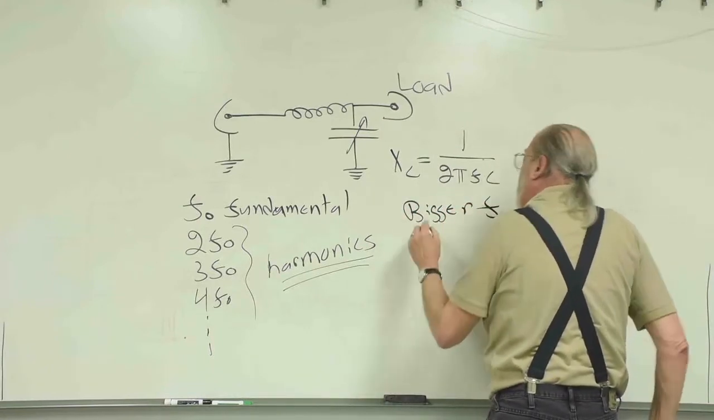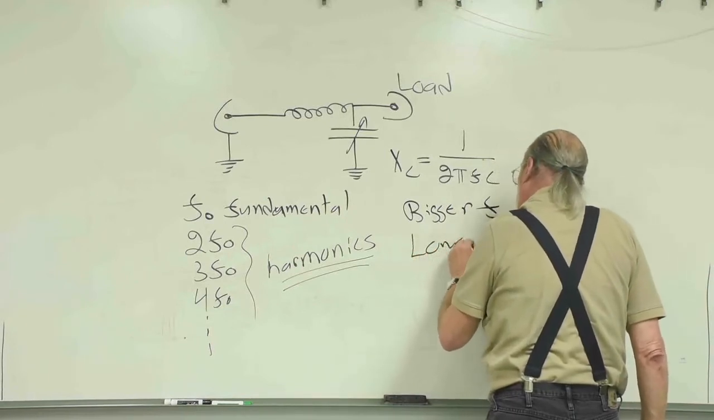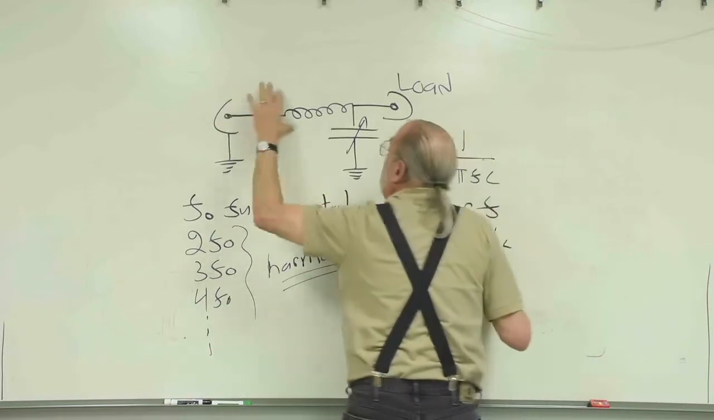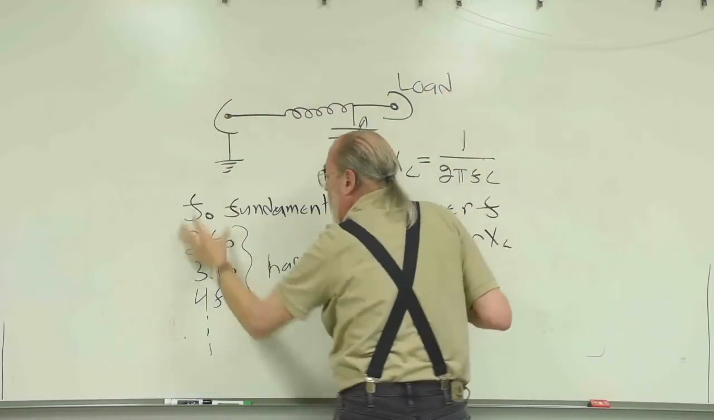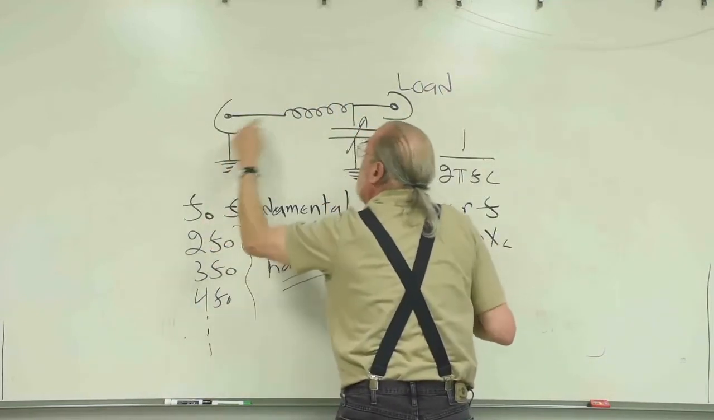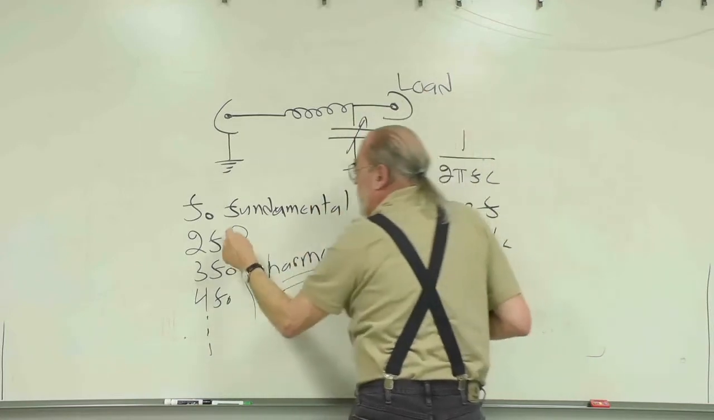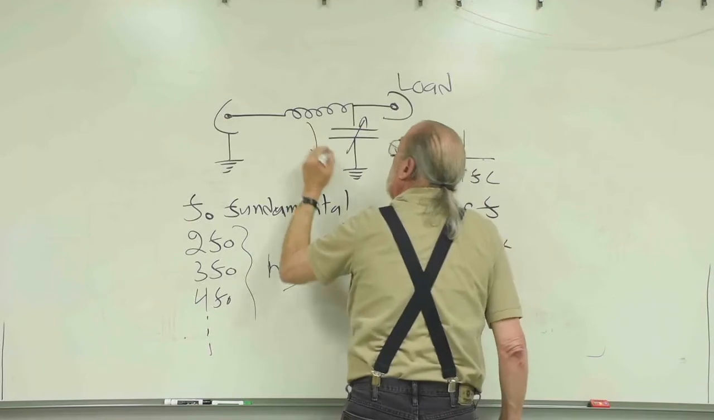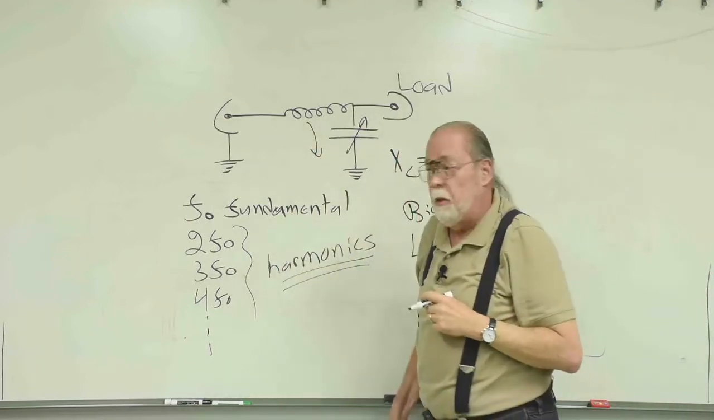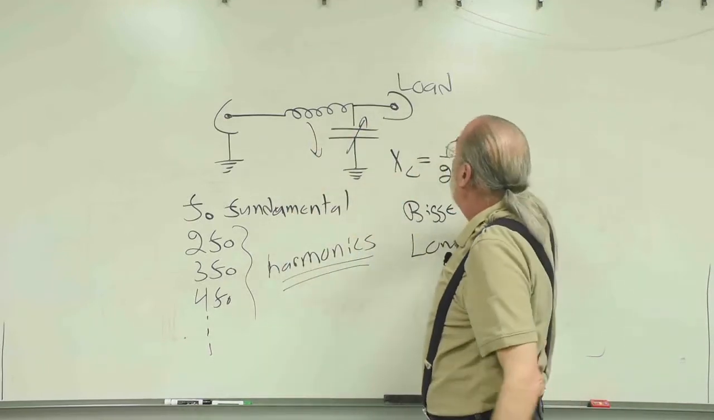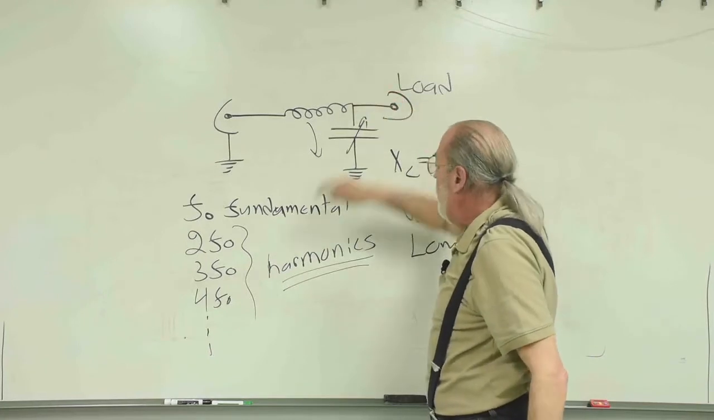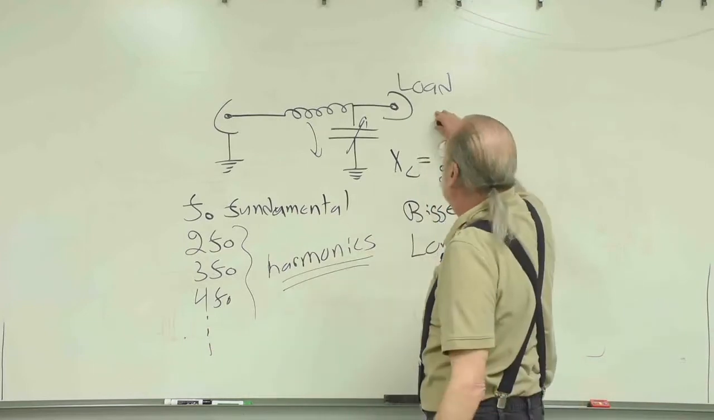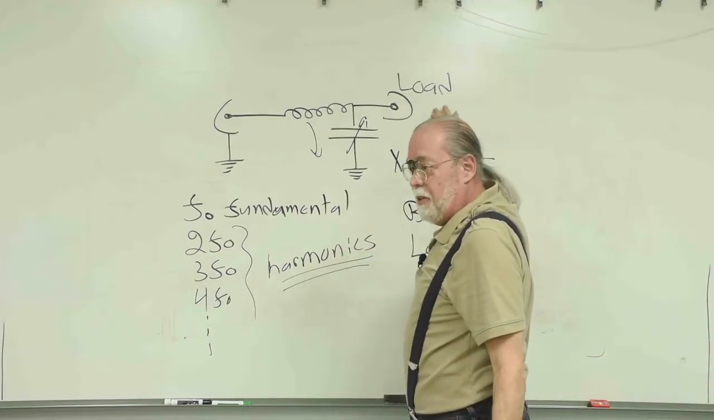Bigger F, lower, which means if you're feeding in, if this is matched, and you're feeding in all of this, this one is making it through, but these ones tend to be short-circuited through that capacitor. So as you go up in frequency, away from where it's matched, these tend to be short-circuited. So they don't get to the antenna.